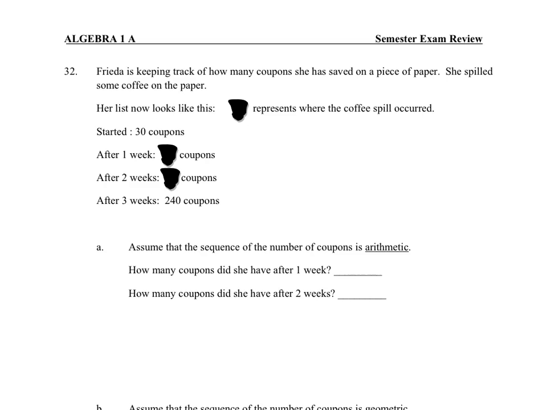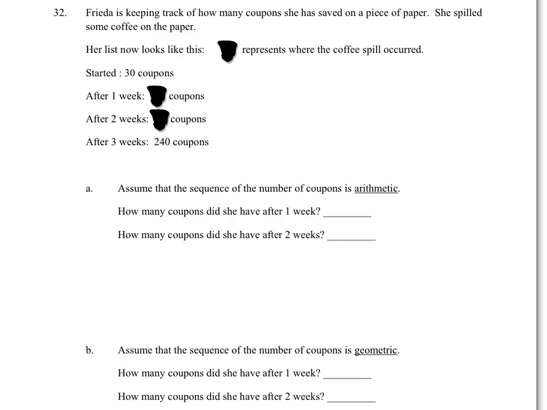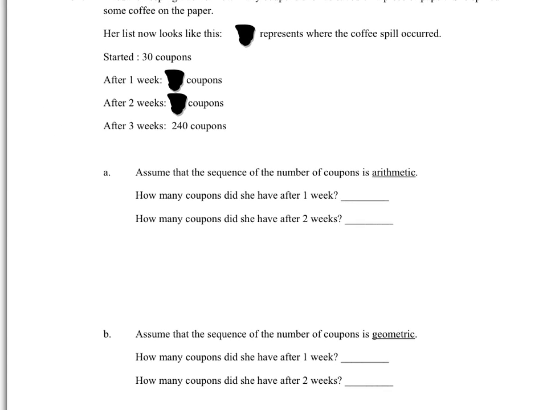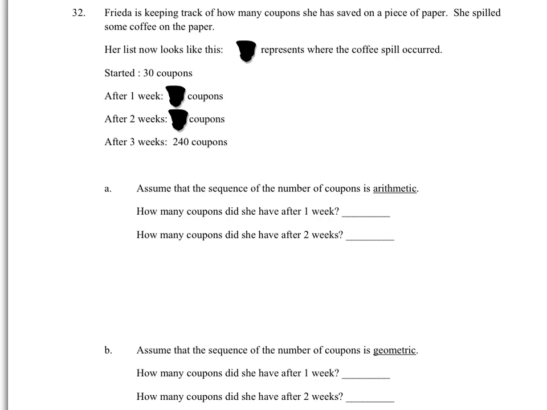Question 32. Frida is keeping track of how many coupons she has saved on a piece of paper. She spilled some coffee on the paper. Her list now looks like this. She's got this stain, which represents where the coffee spill occurred. So she knows she started at 30 coupons, but after 1 week, some number of coupons, we're not sure what it is. After 2 weeks, we have some number of coupons. After 3 weeks, we have 240 coupons. Part A says, assume that the sequence of the number of coupons is arithmetic. How many coupons did she have after week 1, and how many did she have after week 2?